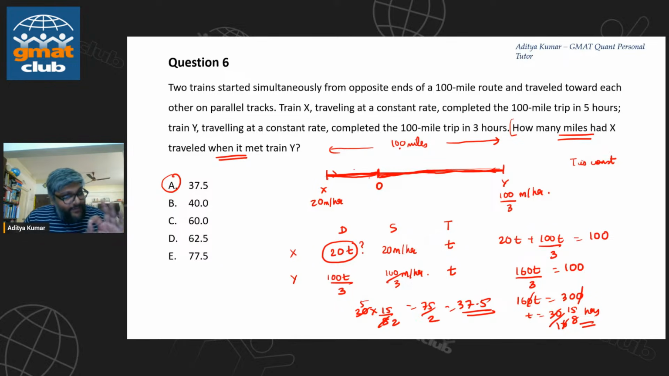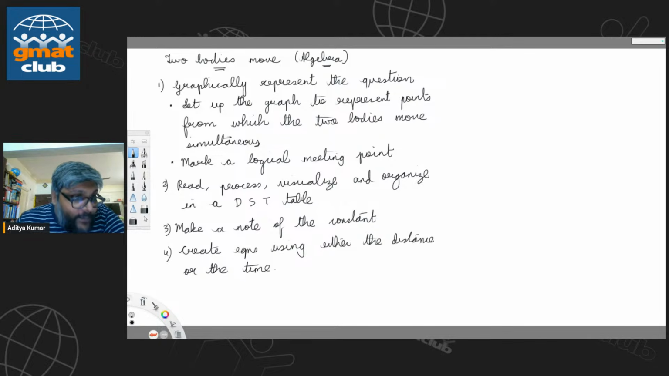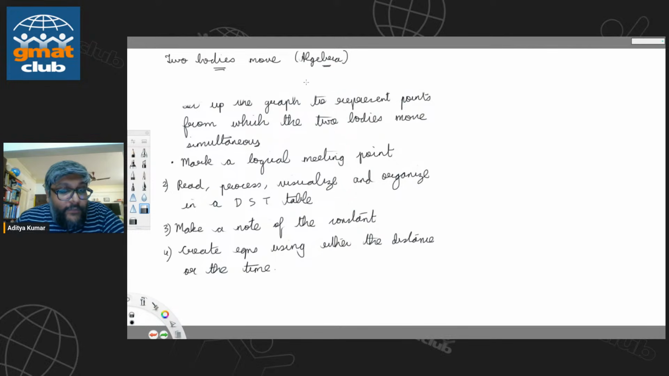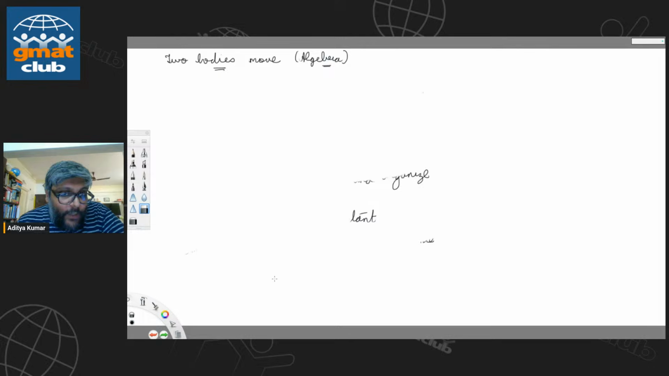So I saw somebody said they used the formula T is equal to D by A plus B. That's again not a good way to learn the concept of relative speed. Rather than just learning the formula D by A plus B, learn what relative speed actually is. So now I'm going to explain what exactly relative speed is and how you can work with questions where two bodies move from a visual aspect as well. When two bodies move, it always gives you the option of working with relative speed.